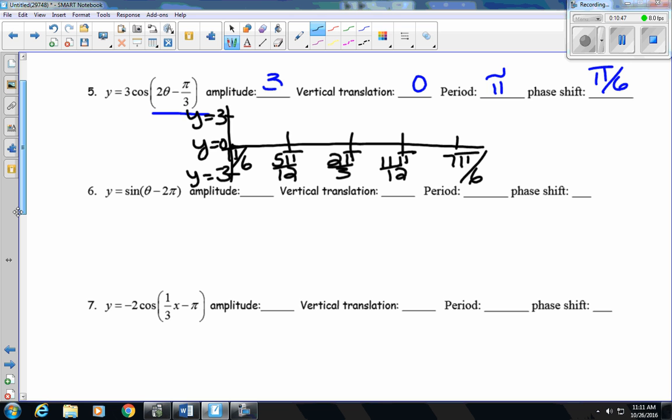All right, so now we have to apply all of this stuff. We've got a cosine graph. There's no reflection. Cosine starts at the max. So we start at pi over 6. And then what? Mid, min, mid, max. And then we sketch arrows on the end because we're going to continue in either of those directions, and we're done.